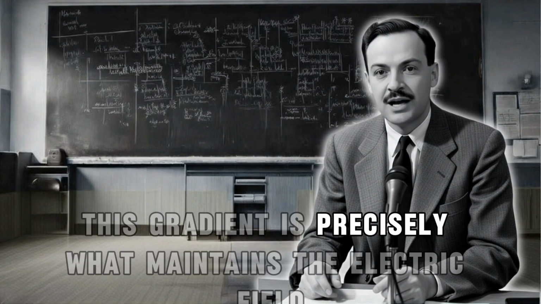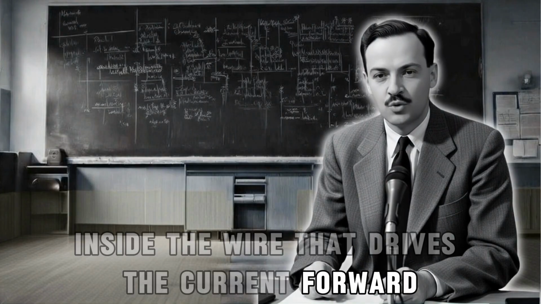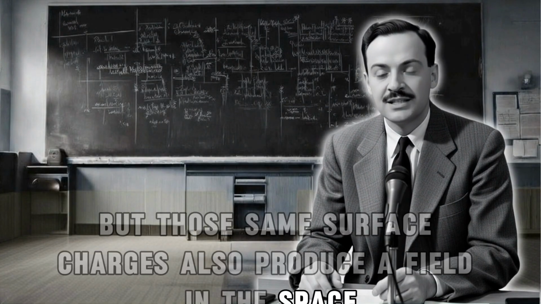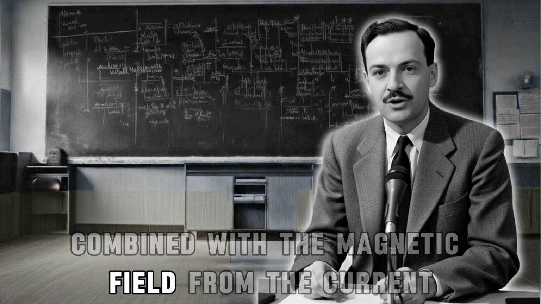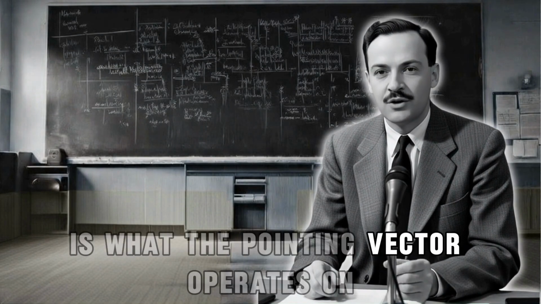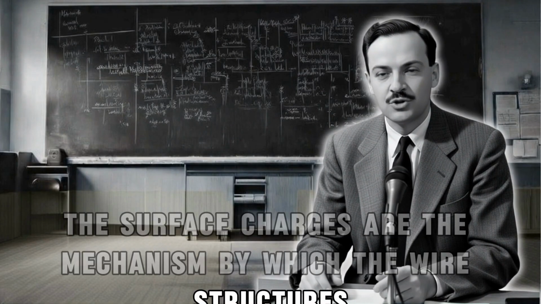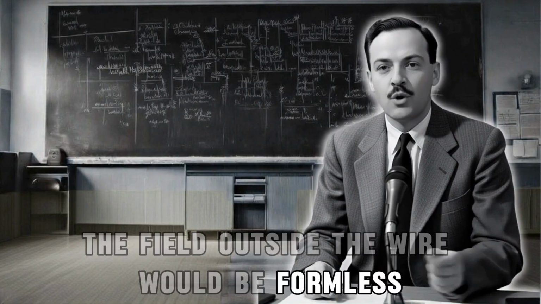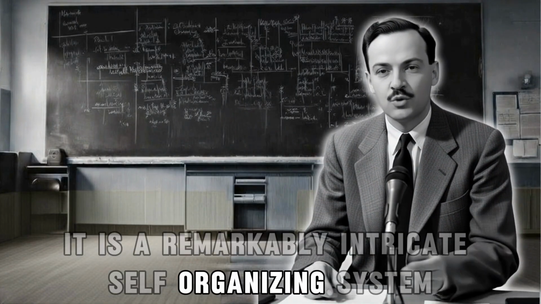This gradient is precisely what maintains the electric field inside the wire that drives the current forward. But those same surface charges also produce a field in the space outside the wire. That external field, combined with the magnetic field from the current, is what the Poynting vector operates on. The surface charges are the mechanism by which the wire structures the surrounding field. Without them, the field outside the wire would be formless, and energy could not flow in any organized way from source to load. It is a remarkably intricate self-organizing system.